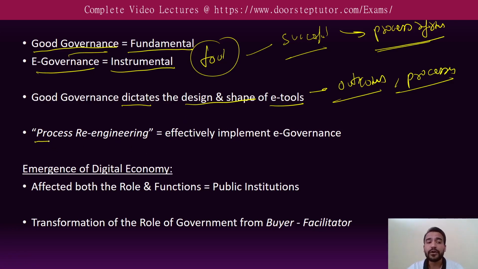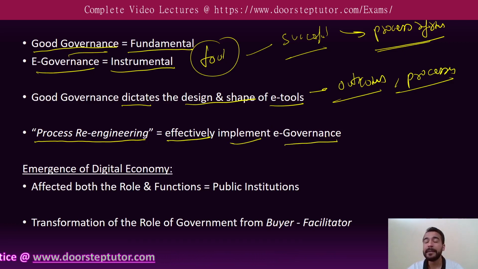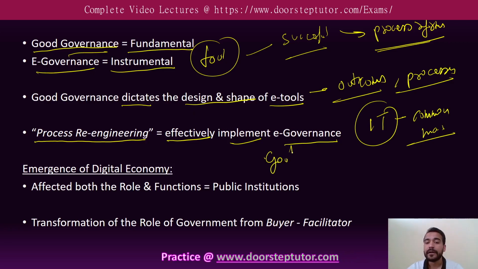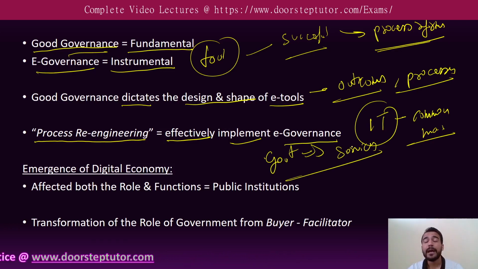Now, there is another concept, that is process re-engineering, which is another tool that can be very effective in implementing the e-governance initiatives that can take information technology to the common man. It also helps to align the government with the services that will be provided to the citizens and other stakeholders.